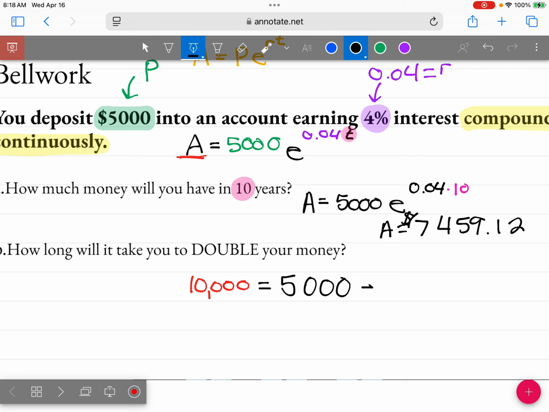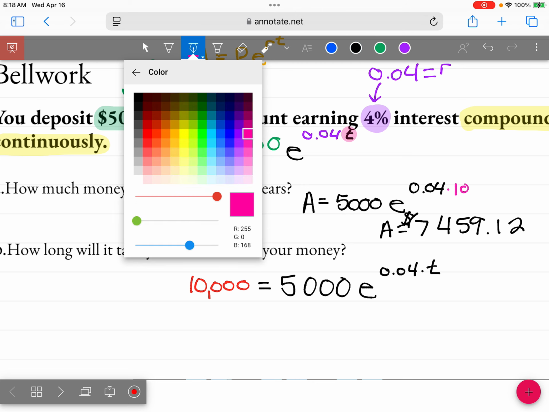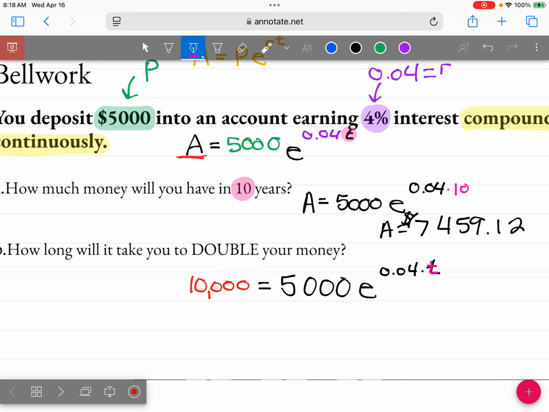So it's starting from scratch is what it feels like. 5,000 E to the 0.04 times T. And we're trying to figure out what T is. That's the guy we want to know. So what do we do to try and figure out what T equals? Are you trying to get the E by itself? We will need to get the E by itself first, yes.